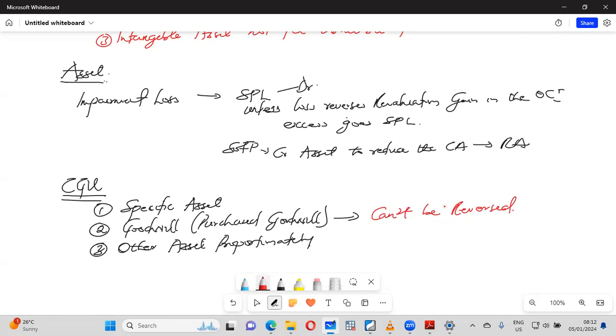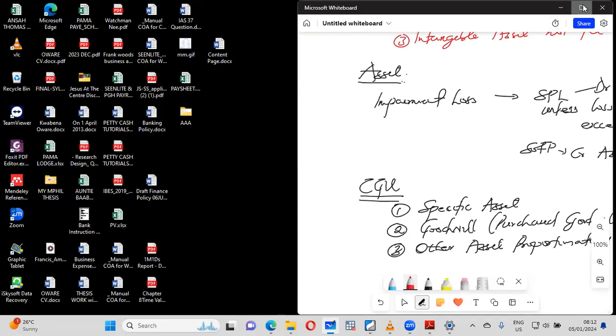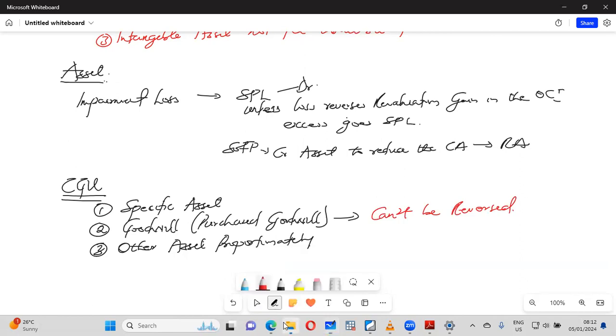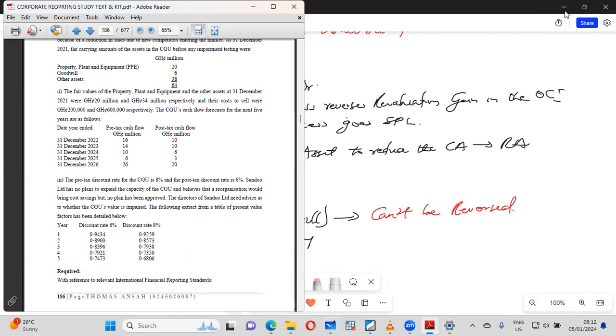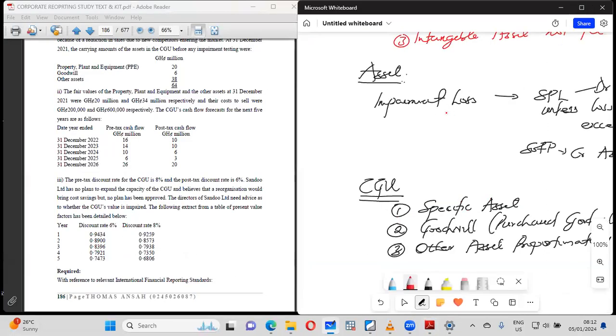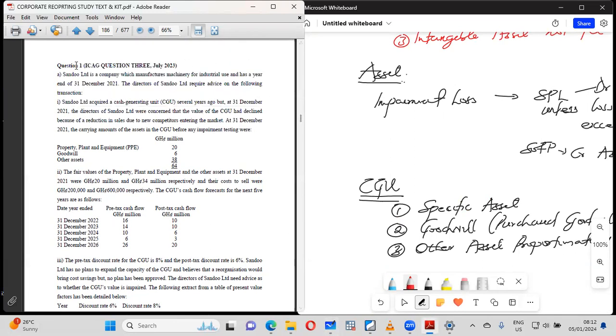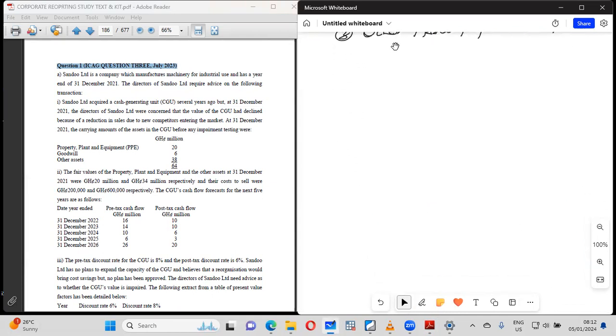Now let's pick up examples and do this mathematically, or as it would appear in your exam. So let's look at some examples. All right, so let's pick this example. These are past questions. I think this is question 3, July. This is Corporate Reporting, July 2023. So let's look at the question.